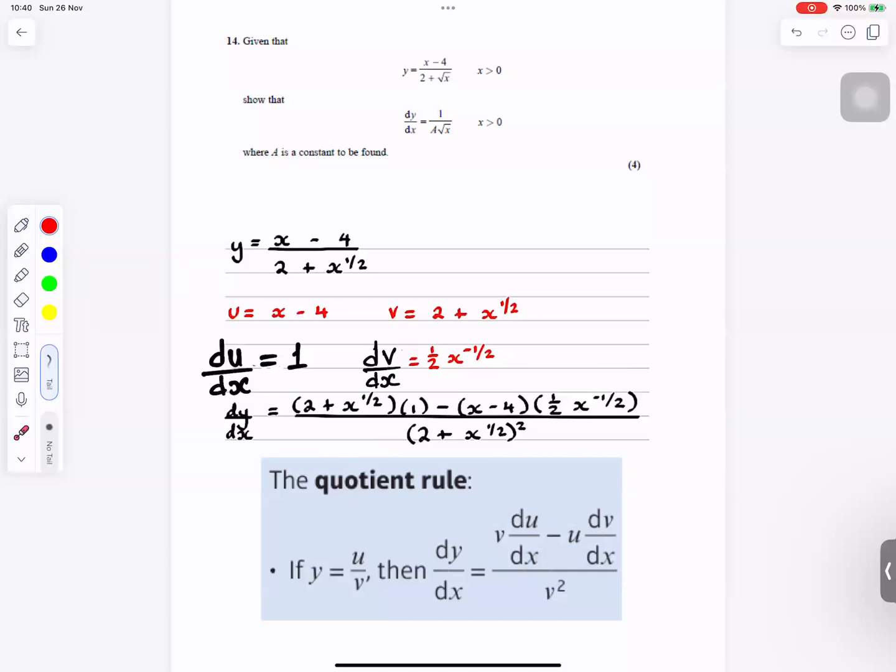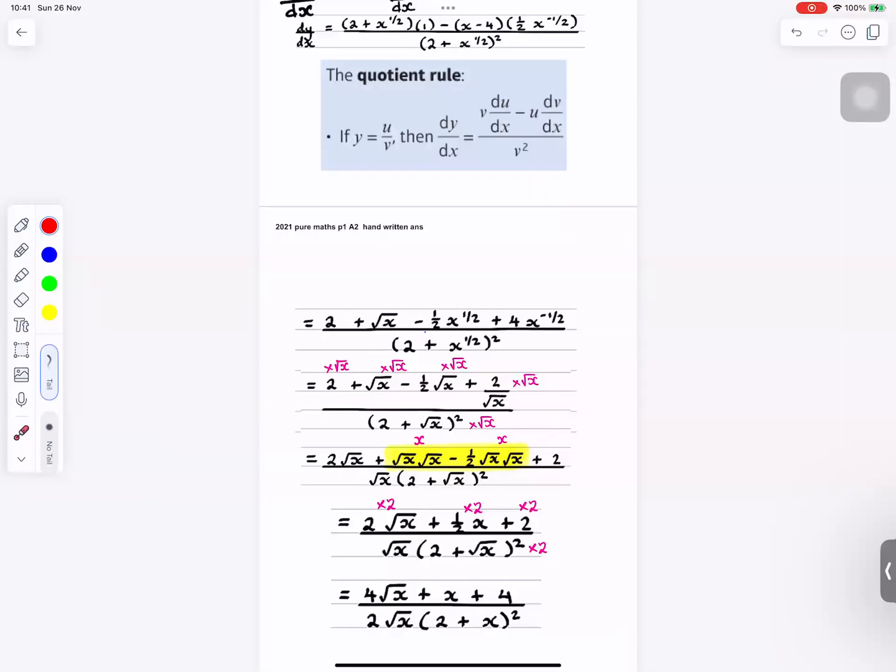So when we substitute that, we get that expression for dy over dx. Now we have to simplify it to change it to that. So you start by removing the brackets at the top there. x times a half x to the minus a half. So that gives us this first one. And then after that, when you multiply, you get 4 x to the minus a half.